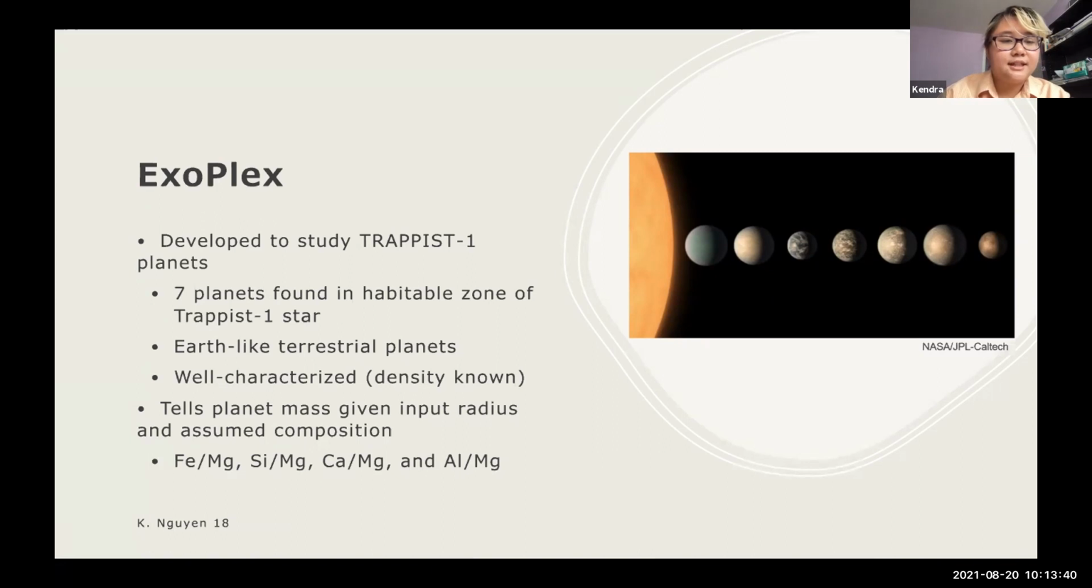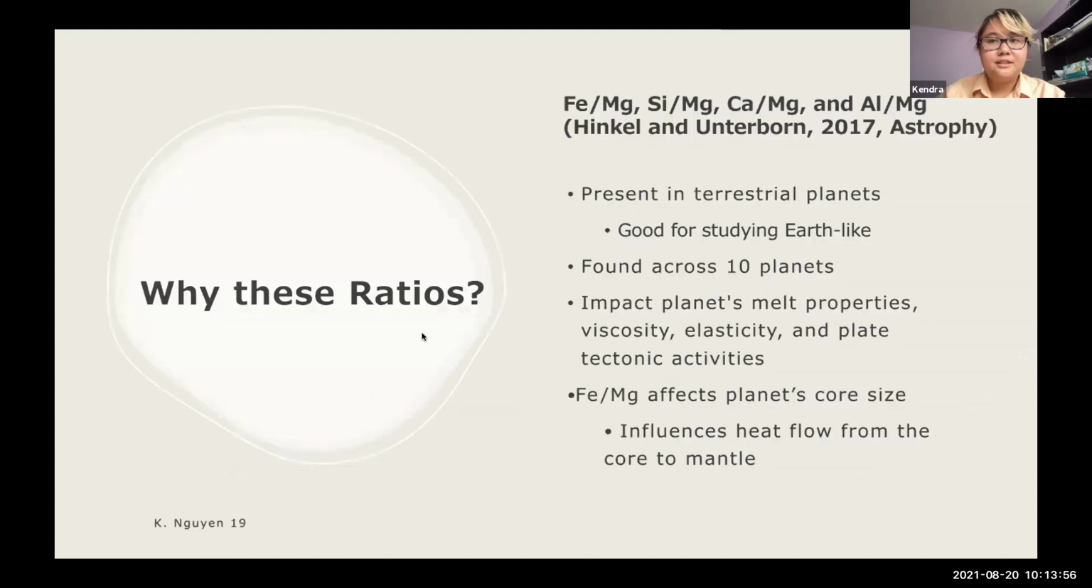What the Exoplex code does is tell us the planet mass given the input radius and our assumed composition for them. Our assumed composition for them consists of ratios of iron to magnesium, silicon to magnesium, calcium to magnesium, and aluminum to magnesium. So why are these ratios specifically? Well, these ratios are first off present in terrestrial planets. They're good for studying Earth-like planets then. The second reason is that they're found across 10 planets.